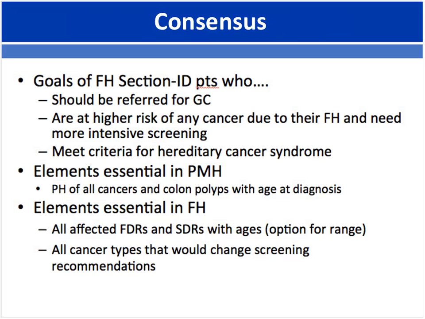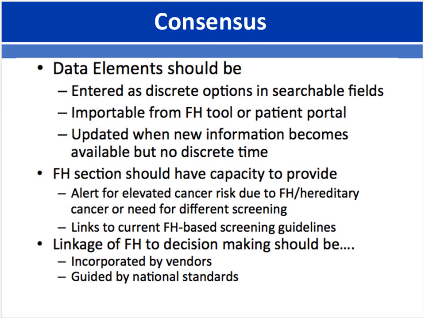The essential elements in the family history, the consensus was that all first-degree relatives and second-degree relatives with cancer should be included with their ages, including an option for age range if the exact age isn't known, and that all cancer types that would change cancer screening recommendations should be included in every high-quality EHR.